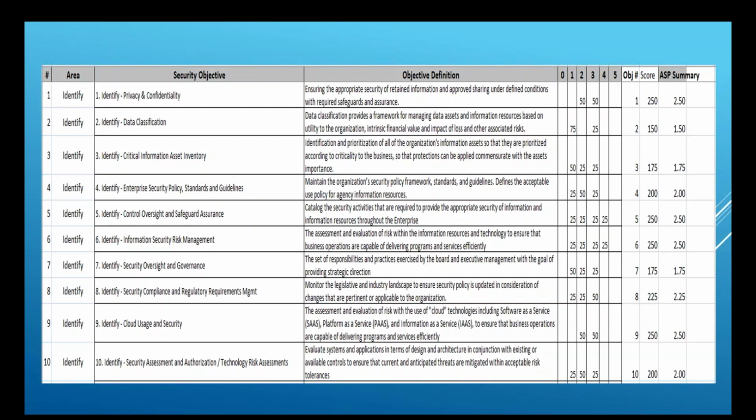Number 4, enterprise security policy, standards, and guidelines. So, do we define acceptable use? Do we have standards and guidelines on policies, how we handle that data that's been identified in data classification? And again, we probably are going to be able to check a percentage in maybe 1. In this case I scored 25%, 50% in 2, 25% in 3.